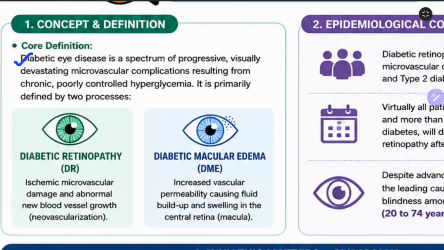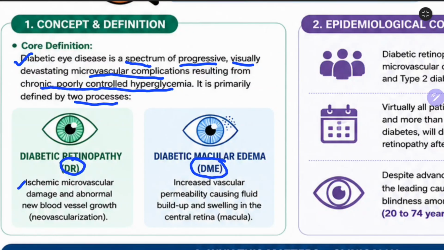So diabetic eye disease is a spectrum of progressive, visually devastating microvascular complications. It is a spectrum which is progressive, which causes damage to the vision by microvascular complication resulting from chronic, poorly controlled hyperglycemia. So primarily it is defined by two things. Mainly there are two types of diabetic eye disease. Number one is diabetic retinopathy and number two is diabetic macular edema.